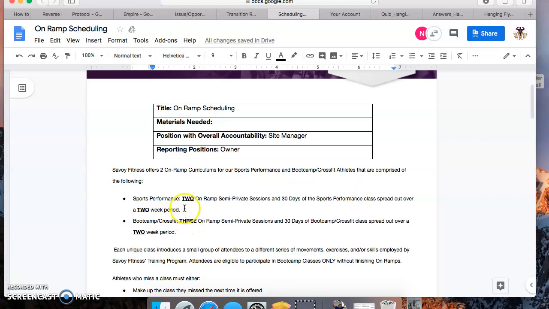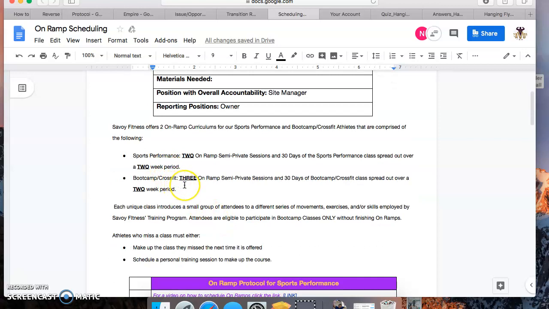So again, sports performance has two on-ramp sessions that will be done in a 2 week period. Boot camp and CrossFit have three on-ramp sessions that will be done in a 2 week period, right?